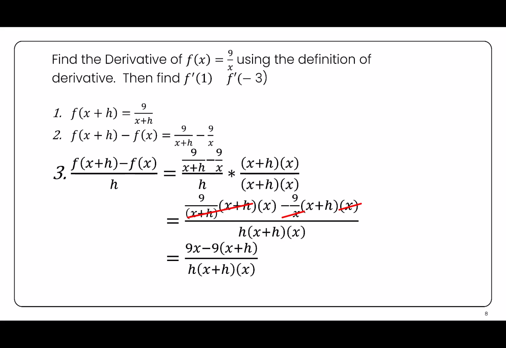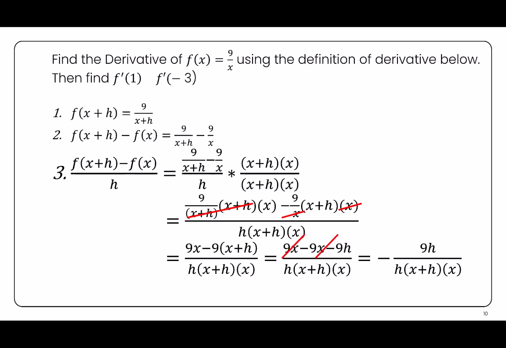Let's distribute negative 9 to our x plus h. That looks like 9x minus 9x minus 9h over h times x plus h times x. Let's cancel out the 9x's to give us negative 9h over h times x plus h times x.